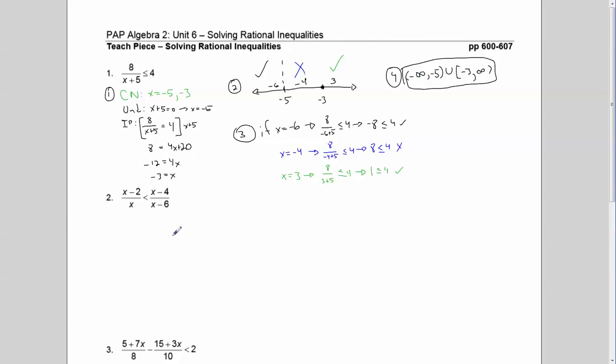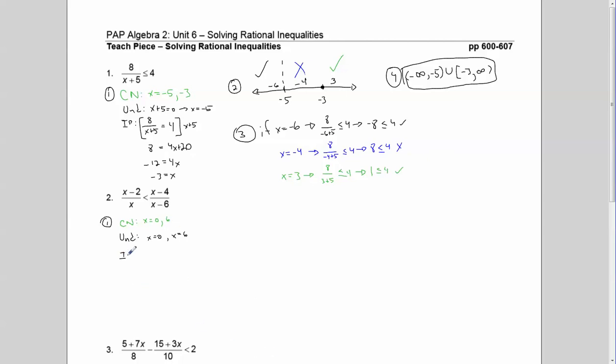For number 2, we're going to follow this same process. So first we are looking for our critical numbers. Our first type of critical number is where the function is undefined. So that happens where x equals 0 and where x minus 6 equals 0. So that's where x equals 6. So our first two critical numbers, go ahead and write here, x equals 0 and 6.